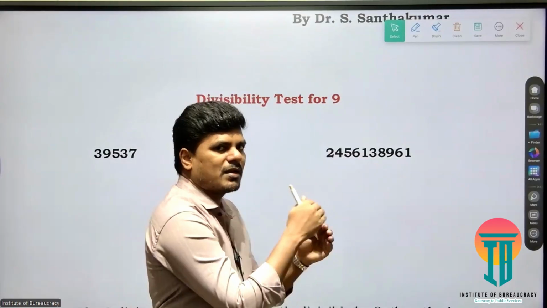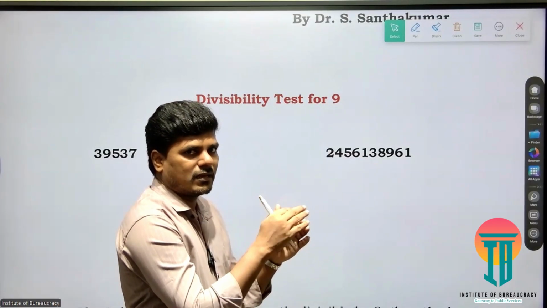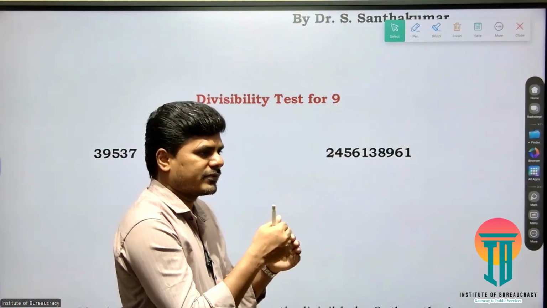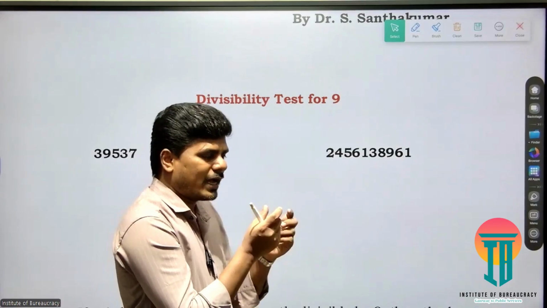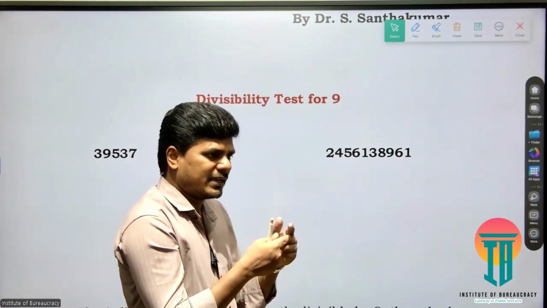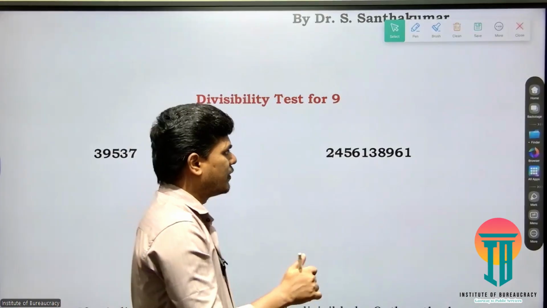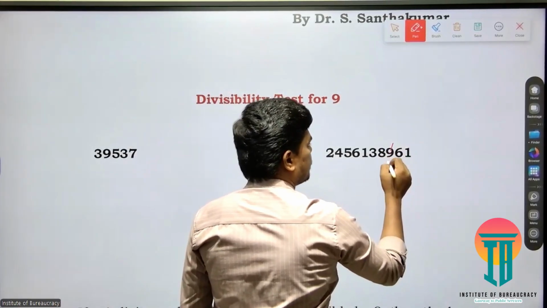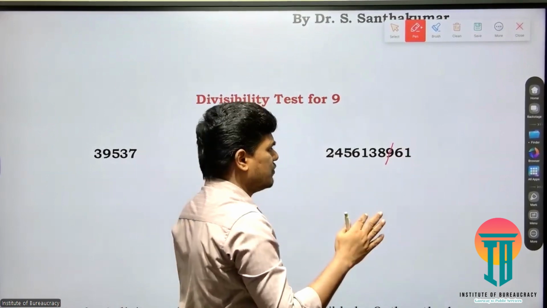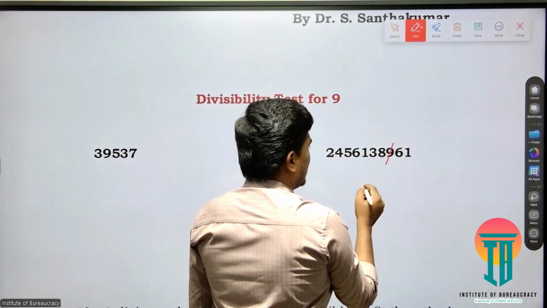You just remove the digits whose sum is 9. If a single digit is 9, or if you add two numbers and it comes to 9, you can remove them. For example, this 9, I can leave it. I can remove it. 9, 9, we are going to leave. So this 9, I can leave it.